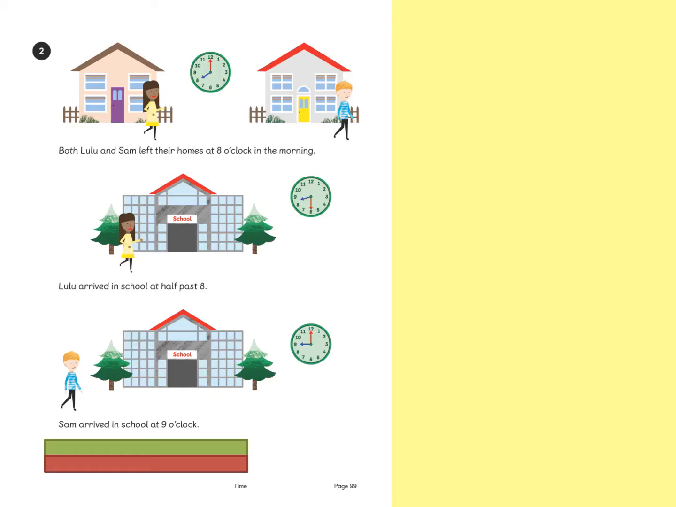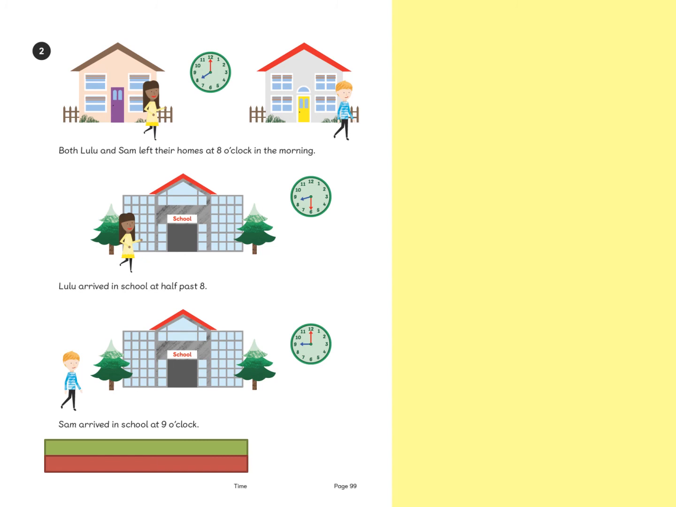Okay, guys, so let's have a look at this. So we've got a clock on our picture. See if you can work out for me what time is the clock showing. I bet you've done it. So it says both Lulu and Sam left their homes at 8 o'clock in the morning. We know that clock is showing 8 o'clock because the big long minute hand is pointing at the 12, which means o'clock, and the little short hour hand is pointing at the 8, and that means it's 8 o'clock. So they both left their homes at 8 o'clock in the morning.